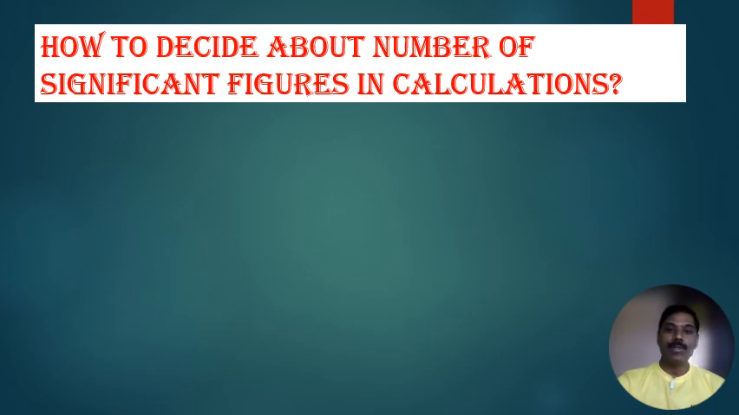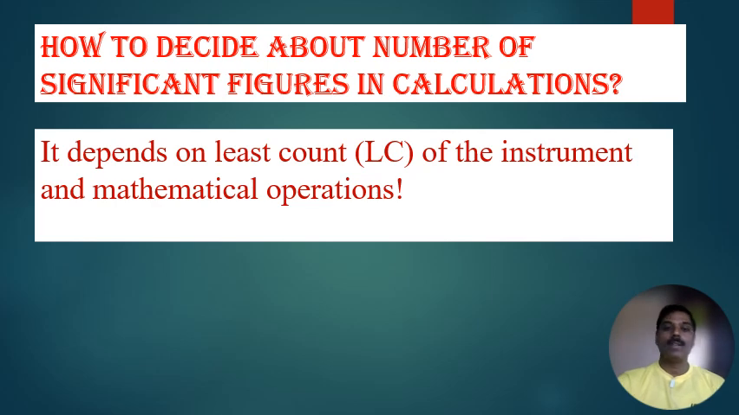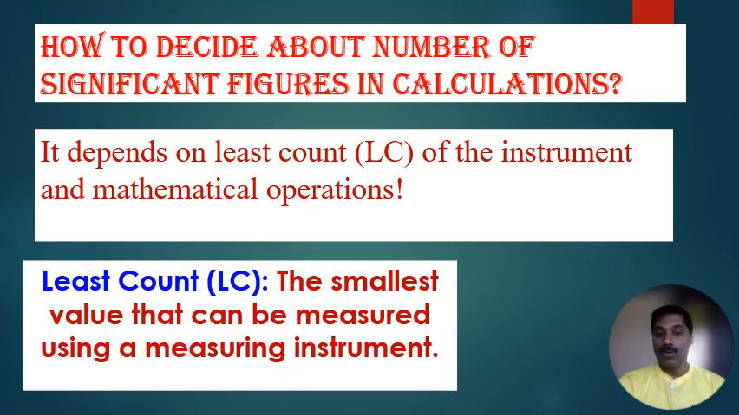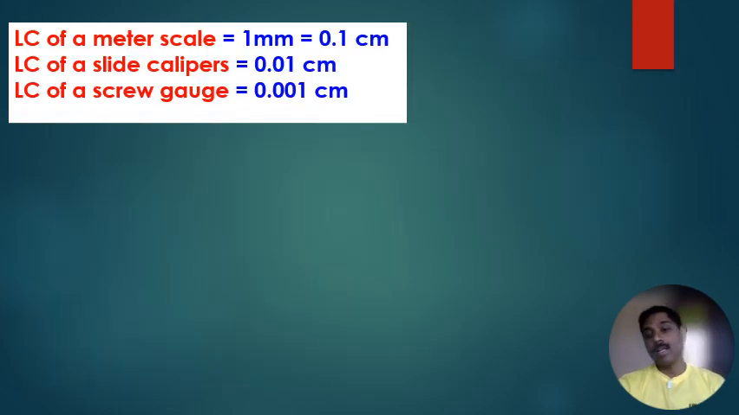How to decide about the number of significant figures in calculations? It all depends on the least count of the instrument as well as the mathematical operations used. What is the least count? As I mentioned earlier, it is the smallest quantity that can be measured using an instrument.